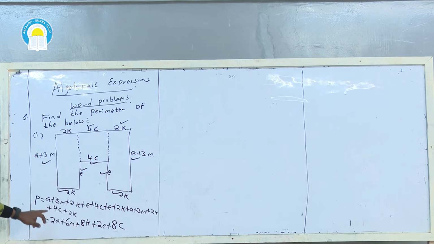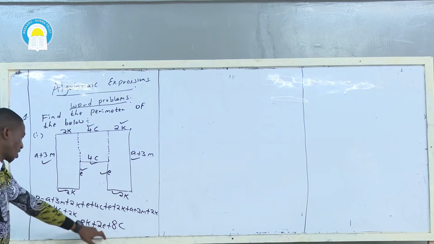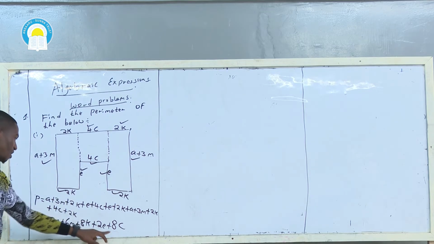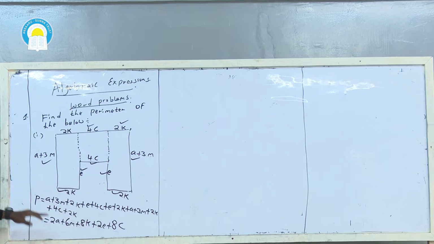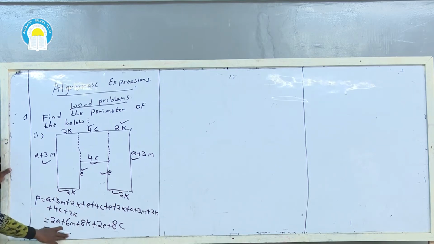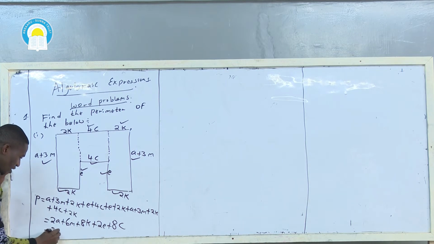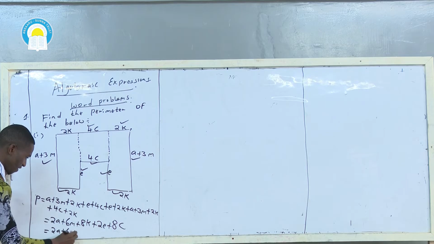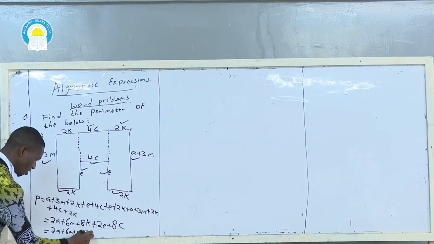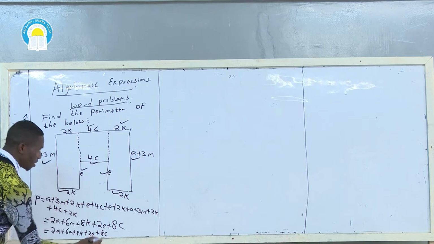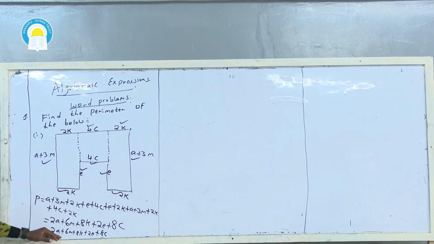So this is 2A, I'm having 6M, I'm having 8K, I'm having 2E, and I'm having 8C. All of them are separated by the sign plus. So when you look at them, all of them are having different letters. That one means the perimeter will be the letter that those values, those numbers are having. So we'll stop at there. We'll just write it again. Say that it is 2A plus 6M plus 8K plus 2E plus 8C. That is the perimeter of this given figure.